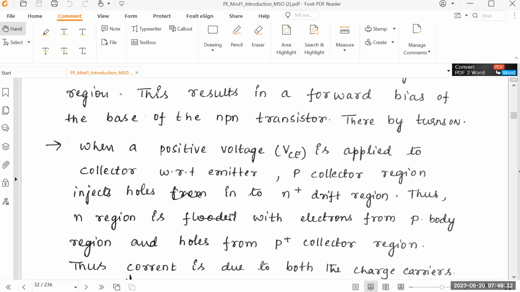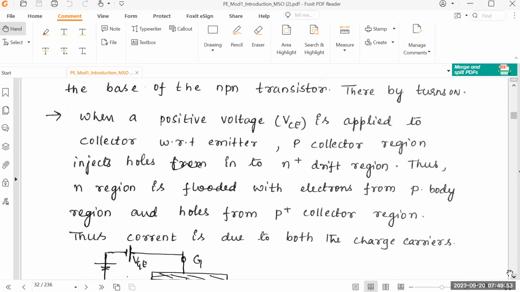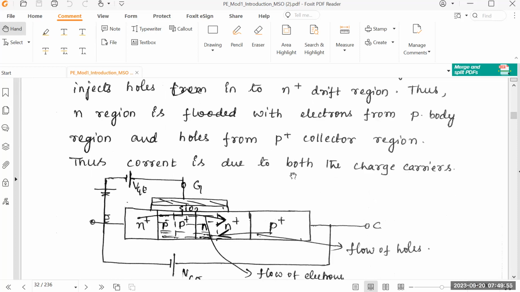The N region will be flooded with electrons from the P body region and holes from the P plus collector region. So the N region will have electrons from the P body region and also holes from the P plus collector region. Thus the current is due to both charge carriers. Therefore, the current will be due to electrons and also holes.